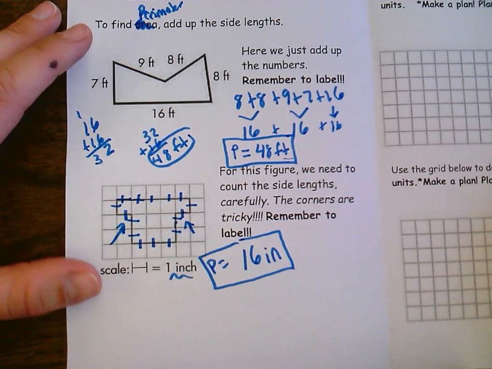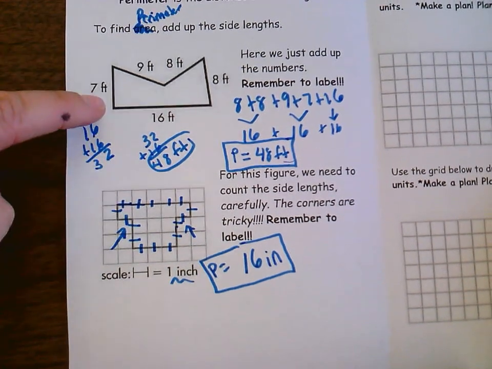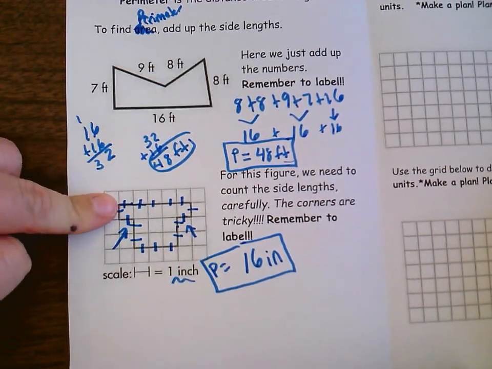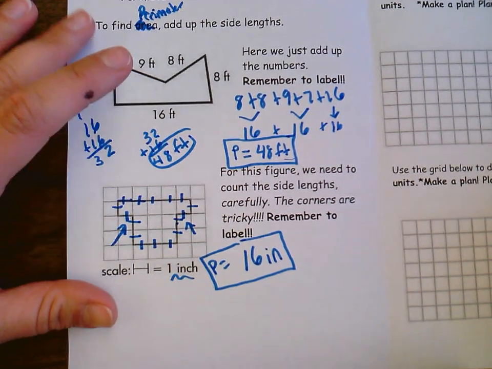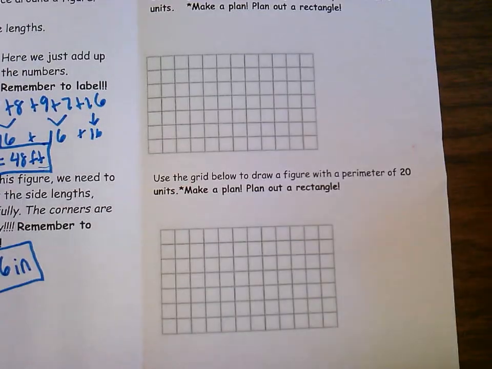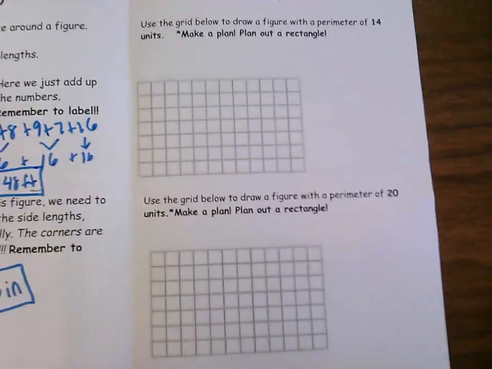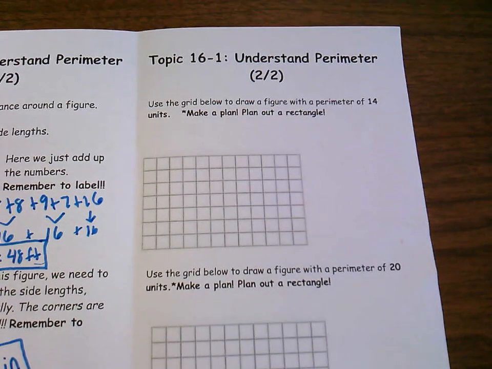So again, sometimes you're going to be given a shape that has the side lengths labeled and we add them up. Sometimes you'll just have to count the squares if you're given a figure that's on a grid. And there's another situation that you might come across, and that is where you are given a perimeter and you need to make a figure.